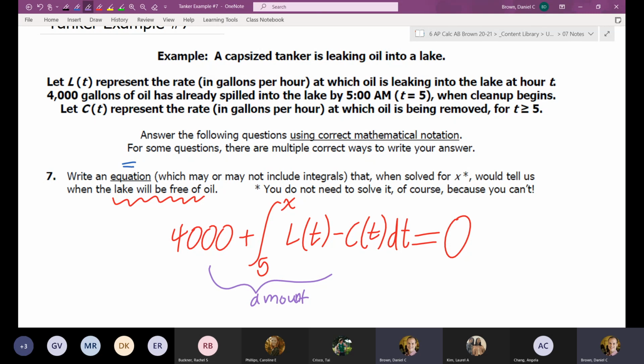Because you're showing this is the F of A, that's the A, and you're trying to show when the F of B is equal to 0. But we don't know when that B is, and that's why we have the X at the top. Is that what you're asking?